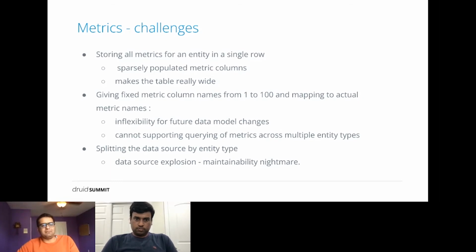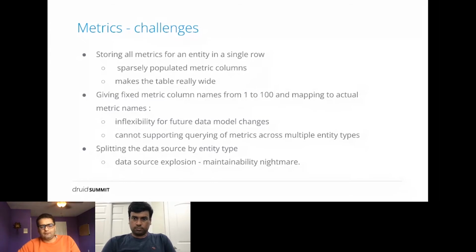First of all, it made the table really wide, and the table contained very sparsely populated metric columns, so it did not really scale well. Consider the number of metric names that we can have. We have 1,000 entity types with 100 different metric names. We have 10,000 different metric columns, so the table will become really wide. It won't scale. Then we thought, okay, let's try to fix the metric column names. Let's call them A, B, C, D, E, and create a mapping between our metric names and these fixed column names A, B, C, D, E.